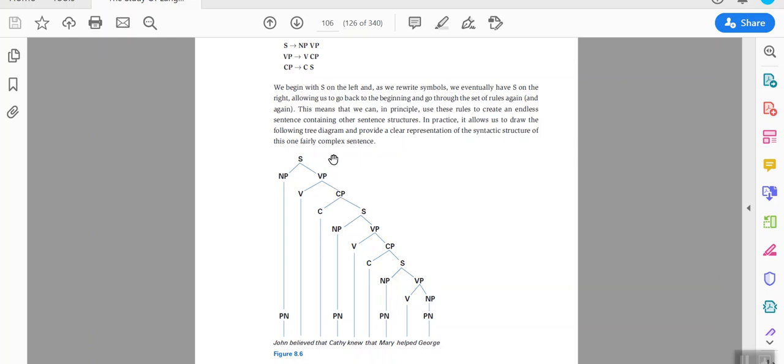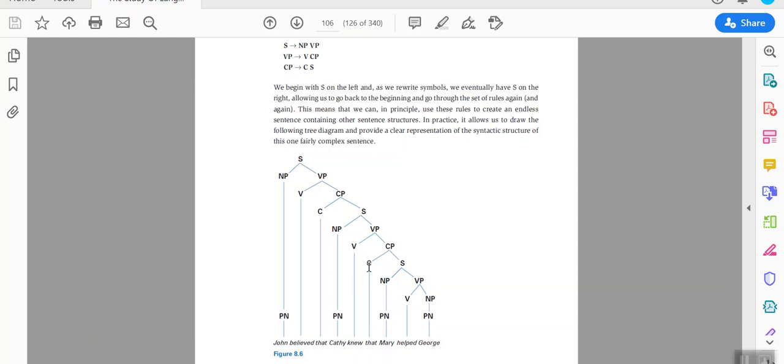When we have a sentence here, you will do the same as if it is from the beginning. So you have a sentence. This what? Cathy knew that Mary helped George. So, here we have a sentence within a sentence. Also from the sentence, the same rule. We have noun phrase, verb phrase. The noun phrase is a proper noun, Cathy, and a verb. And in the verb phrase, we have what? Verb. And we have complementizer here, the complement phrase.